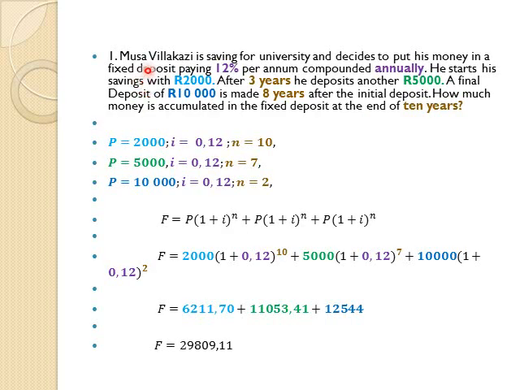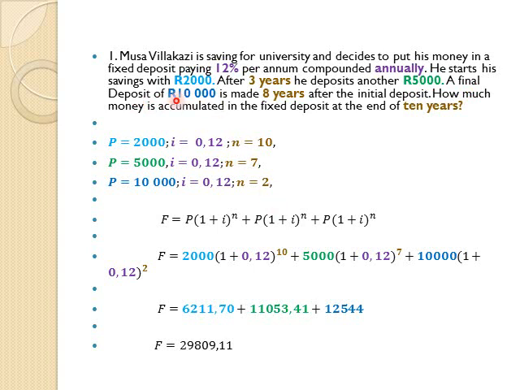So, Musa Vilakazi is saving for university and decides to put his money in a fixed deposit, paying 12% per annum compounded annually. He starts his saving with 2,000 Rand. After 3 years, he deposits another 5,000. A final deposit of 10,000 is made 8 years after the initial deposit. How much money is accumulated in the fixed deposit at the end of 10 years?